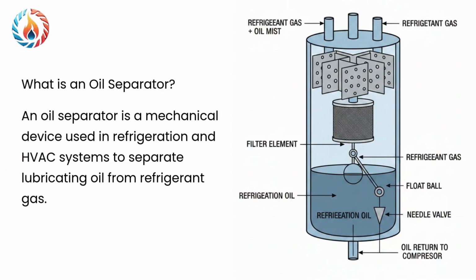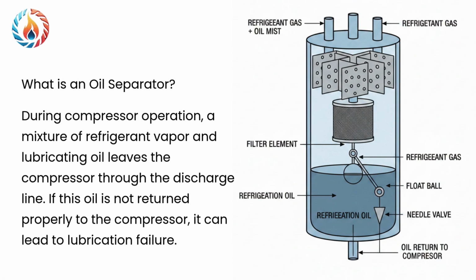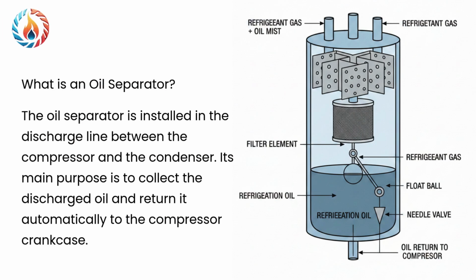What is an oil separator? An oil separator is a mechanical device used in refrigeration and HVAC systems to separate lubricating oil from refrigerant gas. During compressor operation, a mixture of refrigerant vapor and lubricating oil leaves the compressor through the discharge line. If this oil is not returned properly to the compressor, it can lead to lubrication failure. The oil separator is installed in the discharge line between the compressor and the condenser. Its main purpose is to collect the discharged oil and return it automatically to the compressor crankcase.